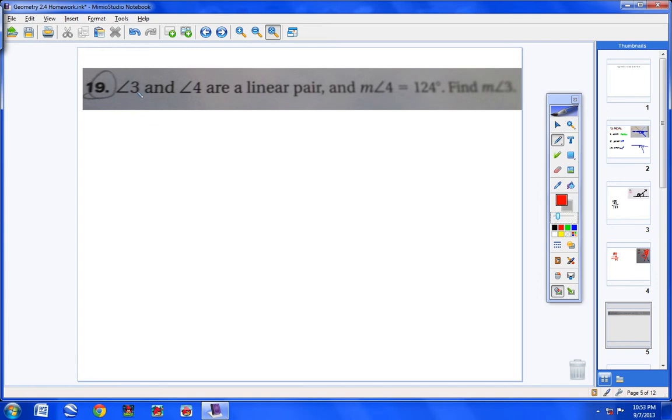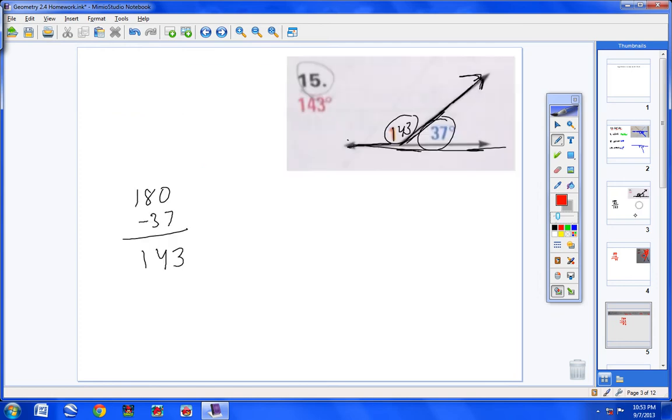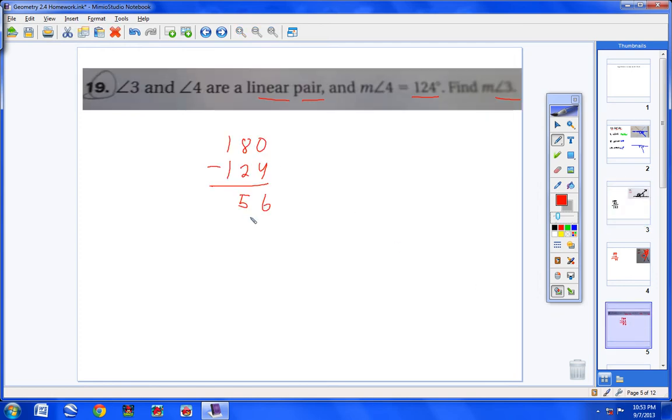Number 19, angles 3 and 4 are a linear pair. Angle 4 measures 124. Find angle 3. Well, again, I know it's redundant, but we're going to keep doing this over and over to make sure you know it. Linear pairs are always supplementary. So I'm going to take 180 minus 124 degrees, and I will get 56 degrees. So the measure of angle 3 equals 56 degrees. If you add 56 to 124, you will get 180.